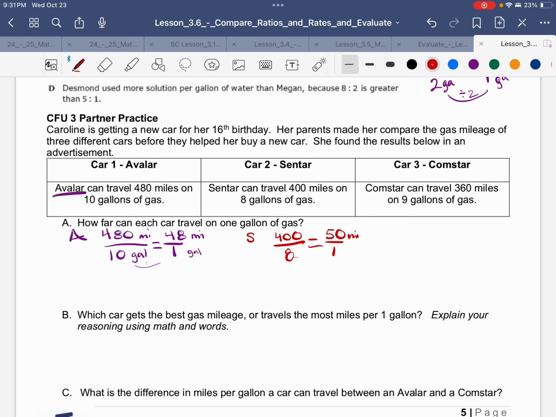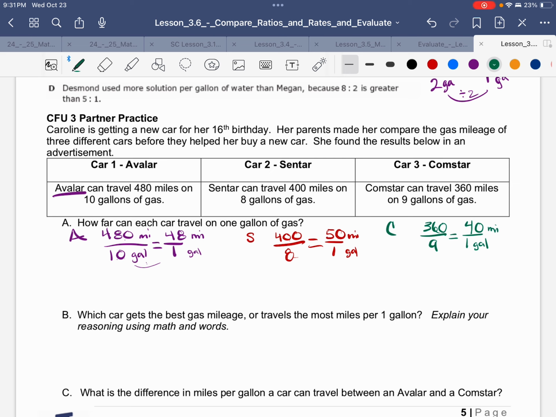So miles per gallon. And then let's do our C, which is 360 miles on 9 gallons, which is 360 divided by 9. So for 1 gallon, we would have 40. Okay.